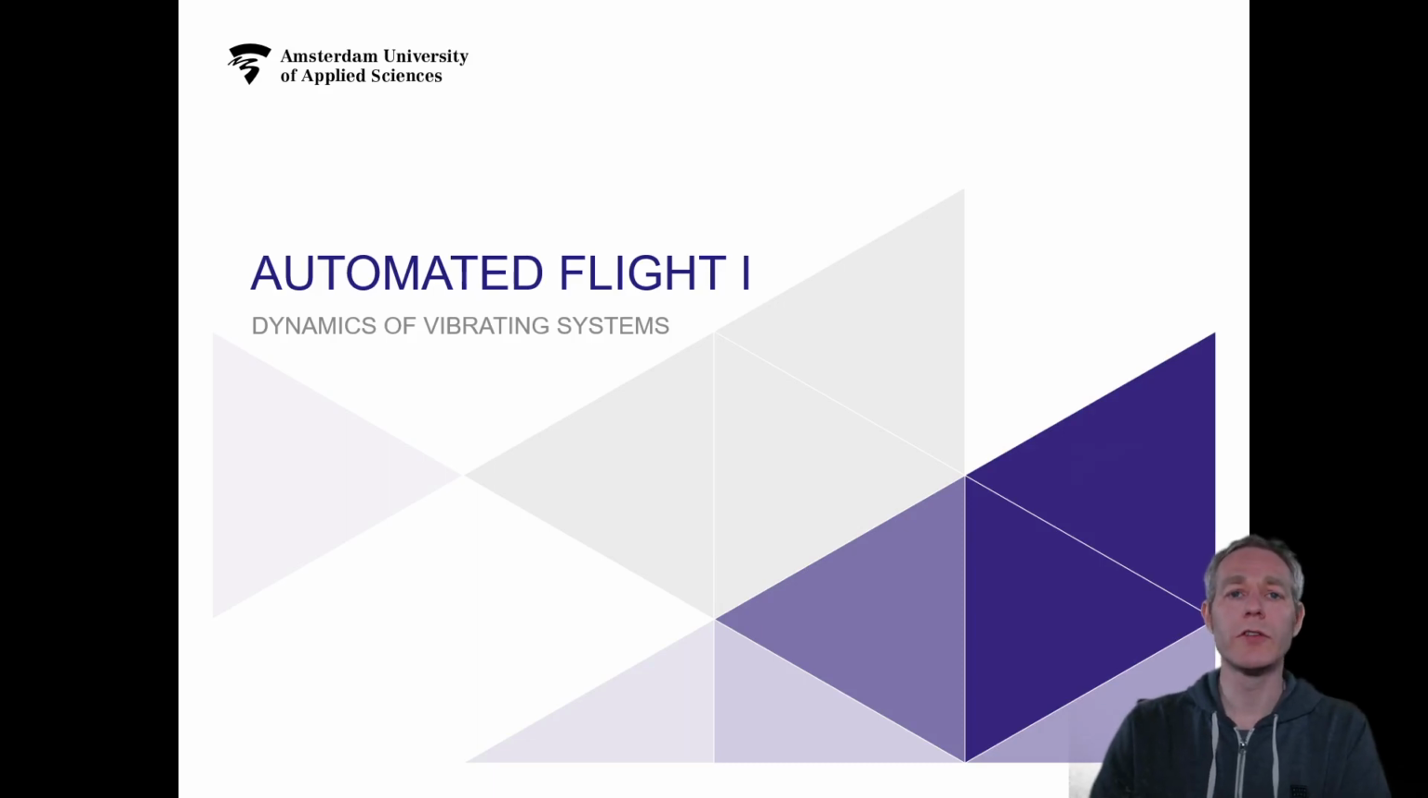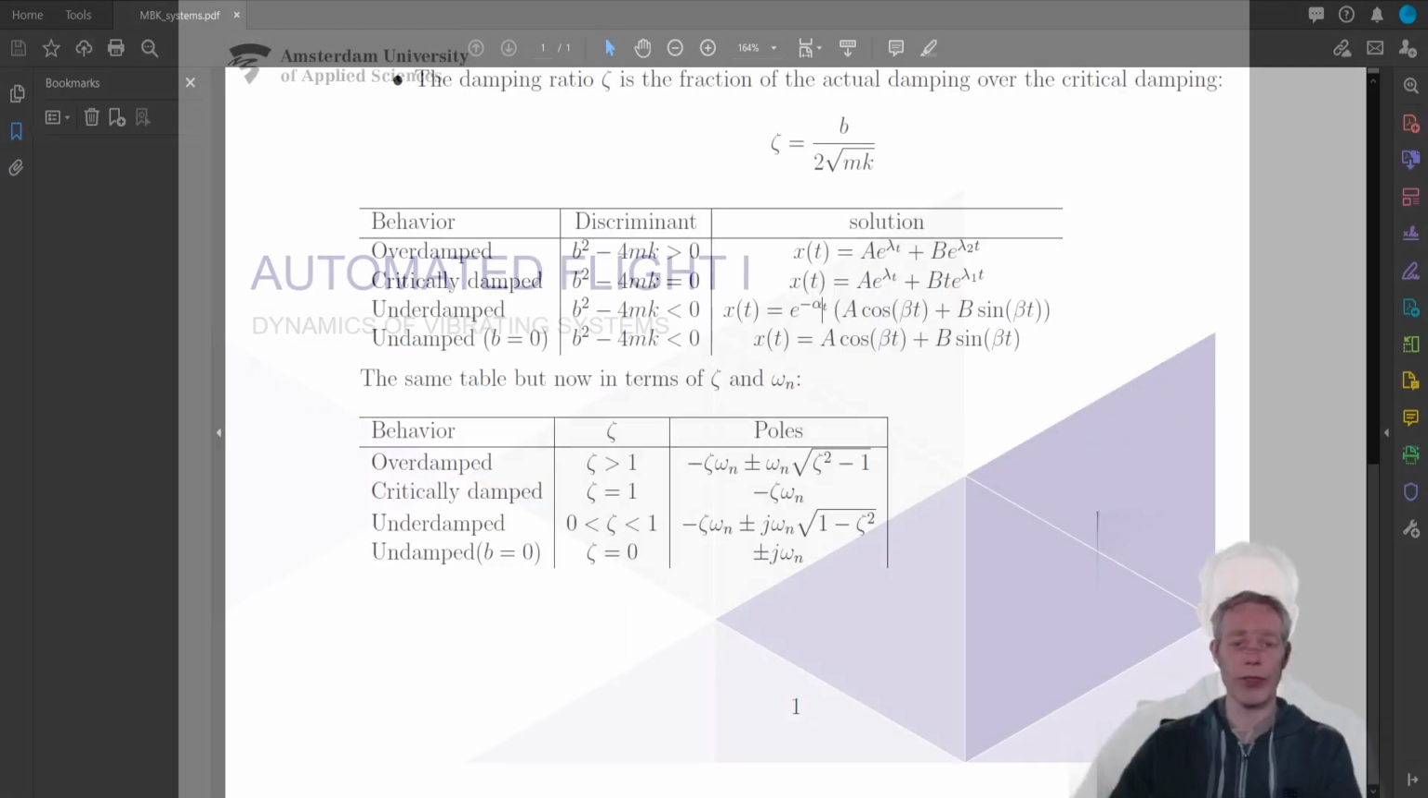Welcome everybody to Automated Flight Week 5, and this is the third math video. Now in the previous videos I said I would show the step response to some systems, but we also discussed describing a system not necessarily in its parameters, its mass parameter, spring constant and damping coefficient, but in more general terms with the damping ratio and the natural frequency.